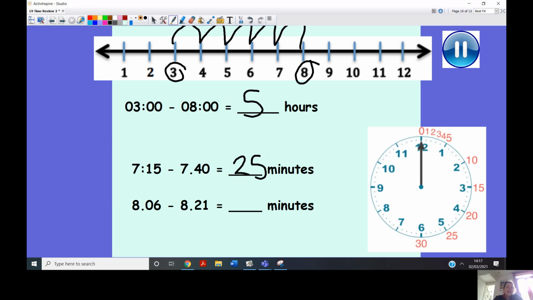And likewise here, 8:06 to 8:21 is equal to 15 minutes, because 21 take away 6 is 15. Or again, you could use your clock and mark the different times on your clock. So there's our 21, and then there's our 8s, and you could count around that way. Whatever method makes it easier for yourself.